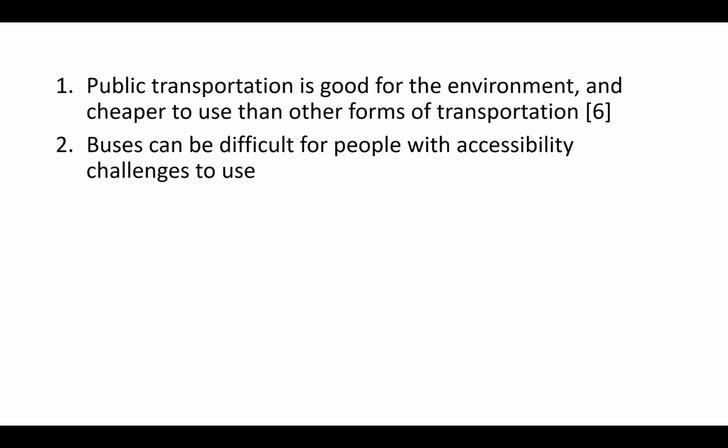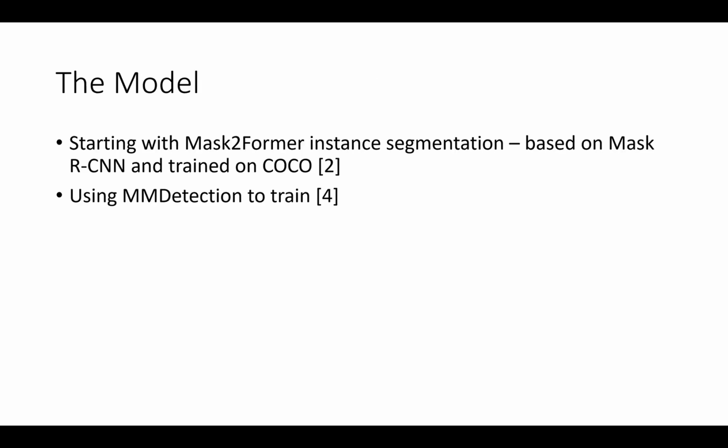So why are we interested in this, right? Public transportation is one, really good for the environment, and two, cheaper to use. So we want to encourage people to use public transportation. That's a good thing. And two, buses can actually be really difficult for people with accessibility challenges to use for any number of reasons. Public transport can be a challenge, and we want to remove as many barriers to use as possible. So, like I said before, we're doing that by developing this model so that then the data can be analyzed further. So we started with the Mask2Former instance segmentation model.